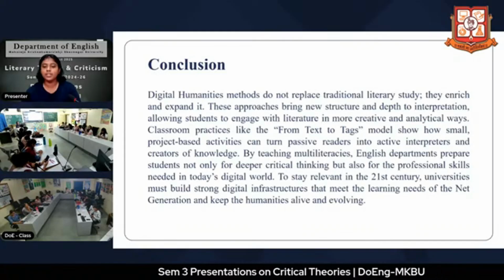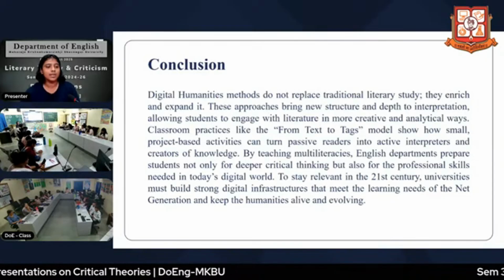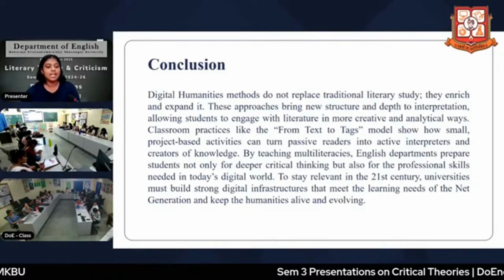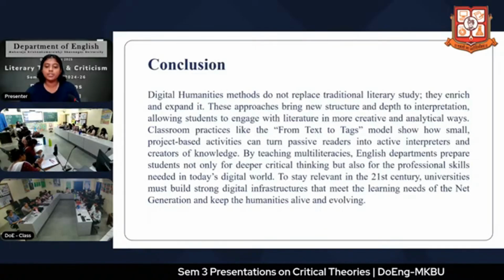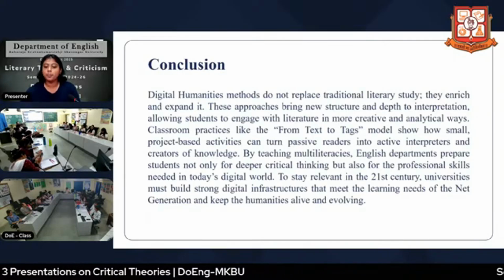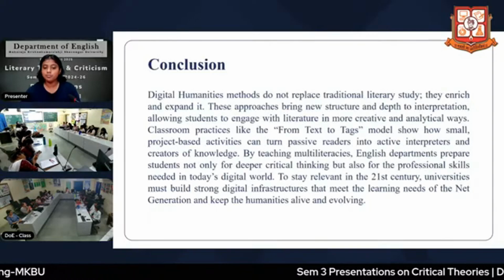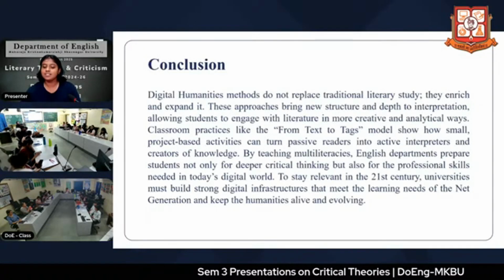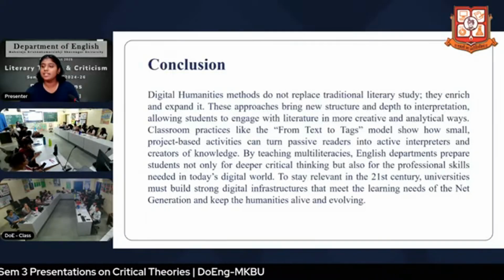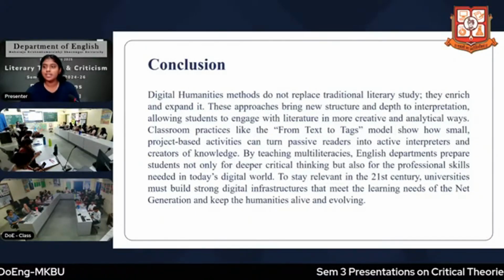These approaches bring new structure and depth to interpretation, allowing students to engage with literature in more creative and analytical ways. Classroom practices like the from text to text model show how small project based activities can turn passive readers into active interpreters and creators of knowledge. By teaching multiliteracies, English departments prepare students not only for deeper critical thinking but also for the professional skills needed in today's digital world.